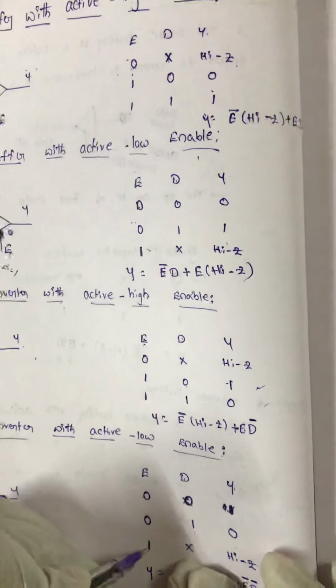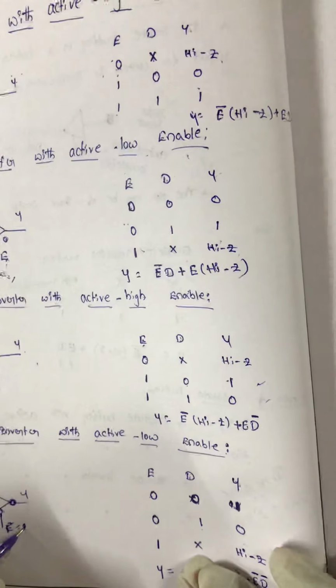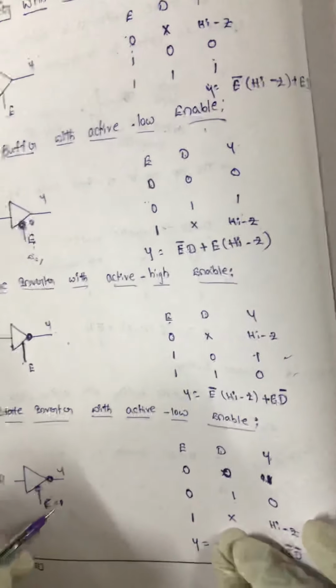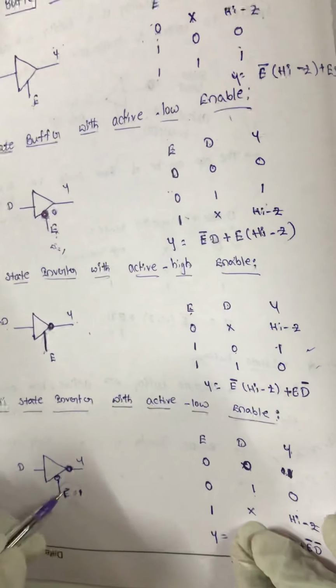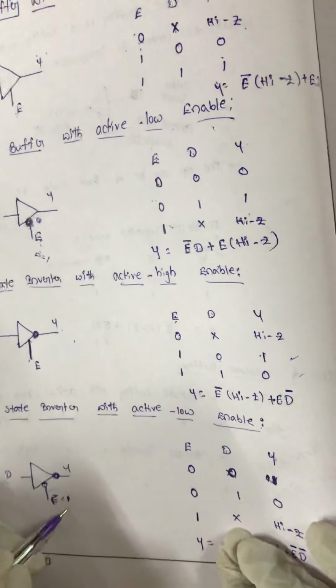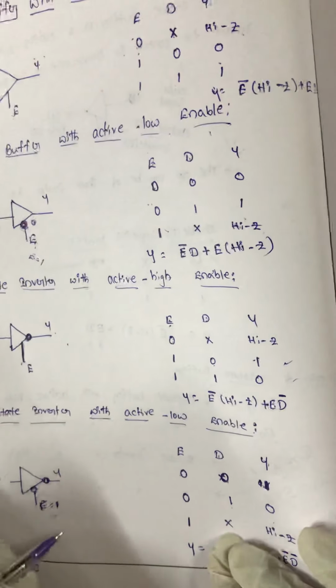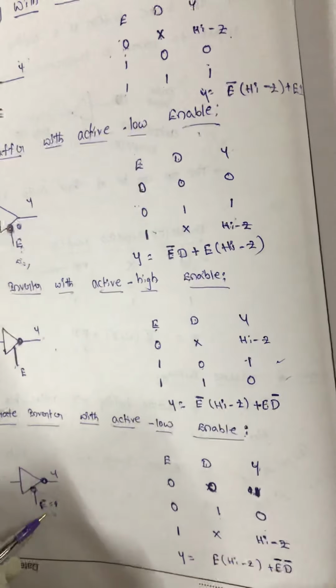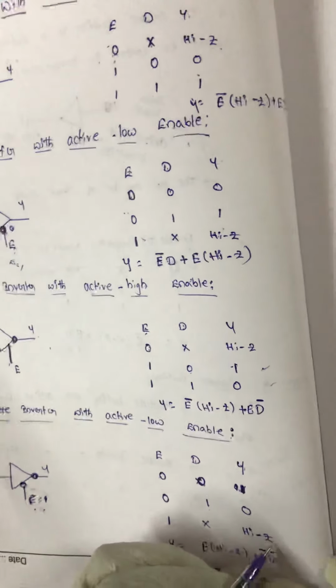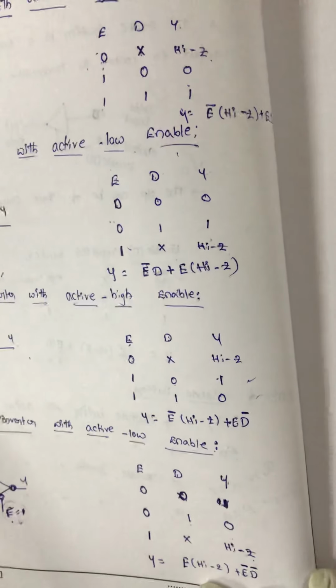Coming to the last condition, here E equals 1, but by connecting the bubble this is the disable. Initially E equals 1 is enable, but by connecting the inverter it becomes disable. So disable means we can observe high impedance as the output. Okay, thank you.